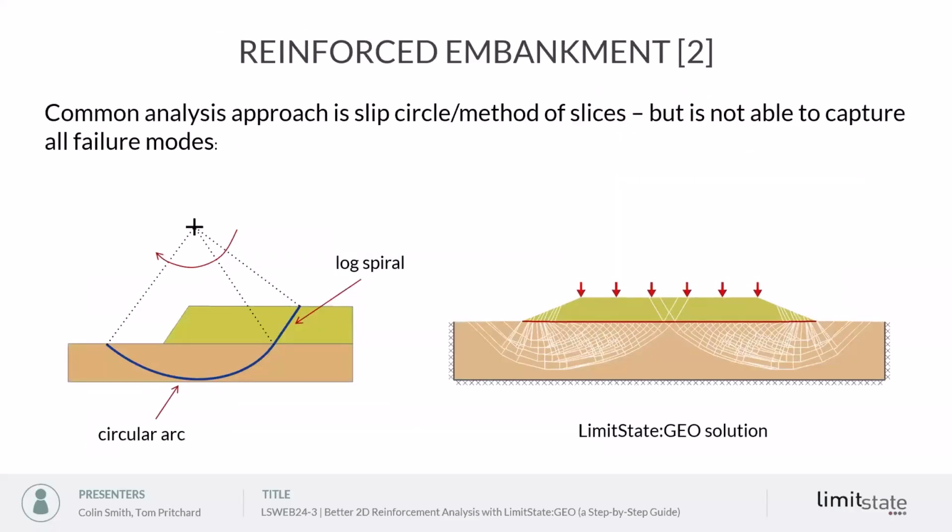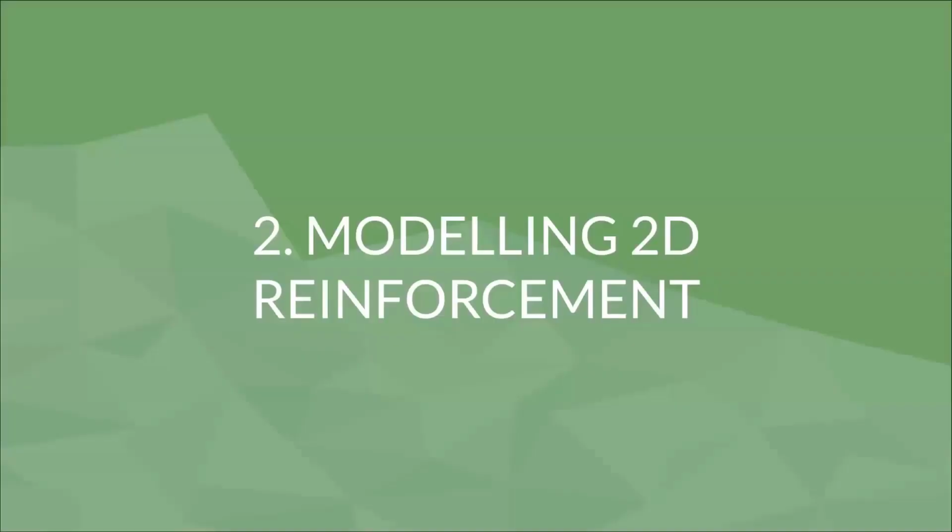Now, if we wanted to analyze this problem, a common approach would be a slip circle method of slices. And this works well for many cases. However, it may not capture the critical mechanism depending on the geometry of the problem. Whereas LimitState GEO is able to identify the critical collapse mechanism for a very wide range of geometries. So let's see how we would build up this model in LimitState GEO.